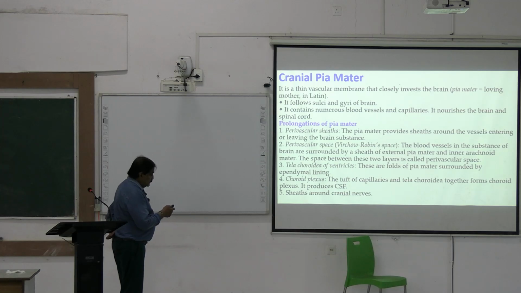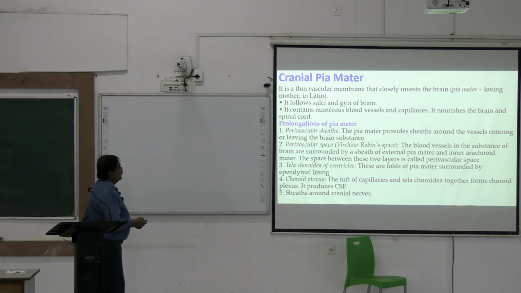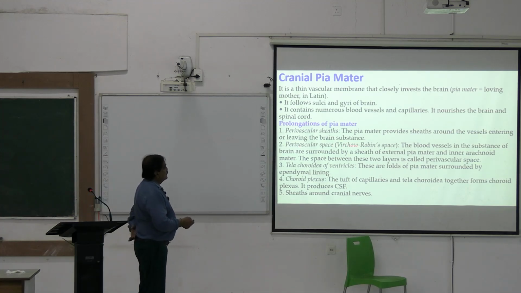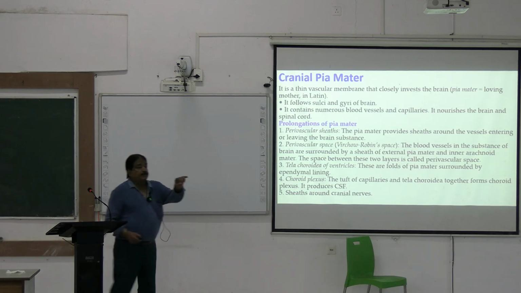Prolongation of pia mater: perivascular sheaths. The pia mater provides sheaths around the vessels entering or leaving the brain substance. Now, the perivascular space, which is also called Virchow-Robin space: the blood vessels in the substance of the brain are surrounded by sheaths of external pia mater and internal arachnoid mater. The space between these two layers is called the perivascular space.